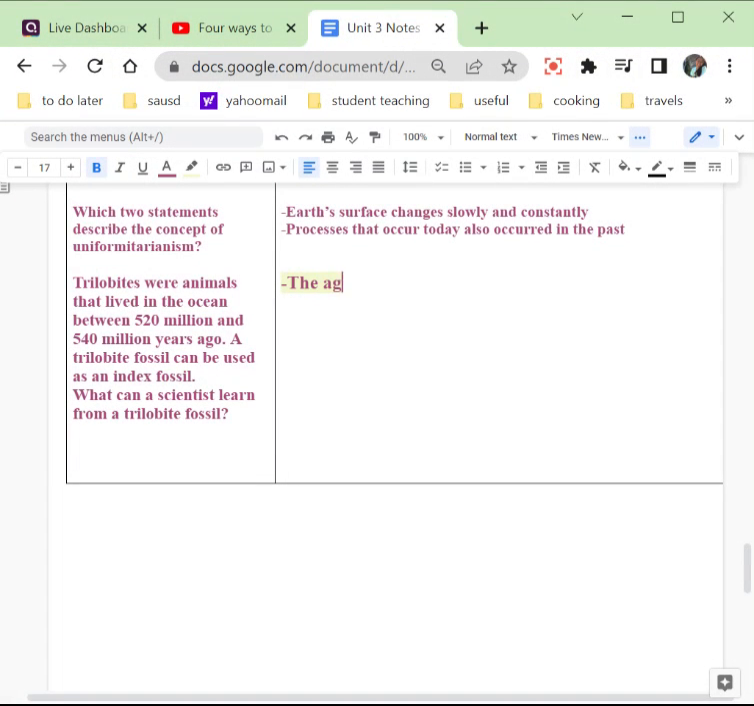So this would help with the age. But since we know how long ago they were, and if anything were to be found with them, then we can be like, okay, this must be something that was also around 520 or 540 million years ago. The layer of rock.